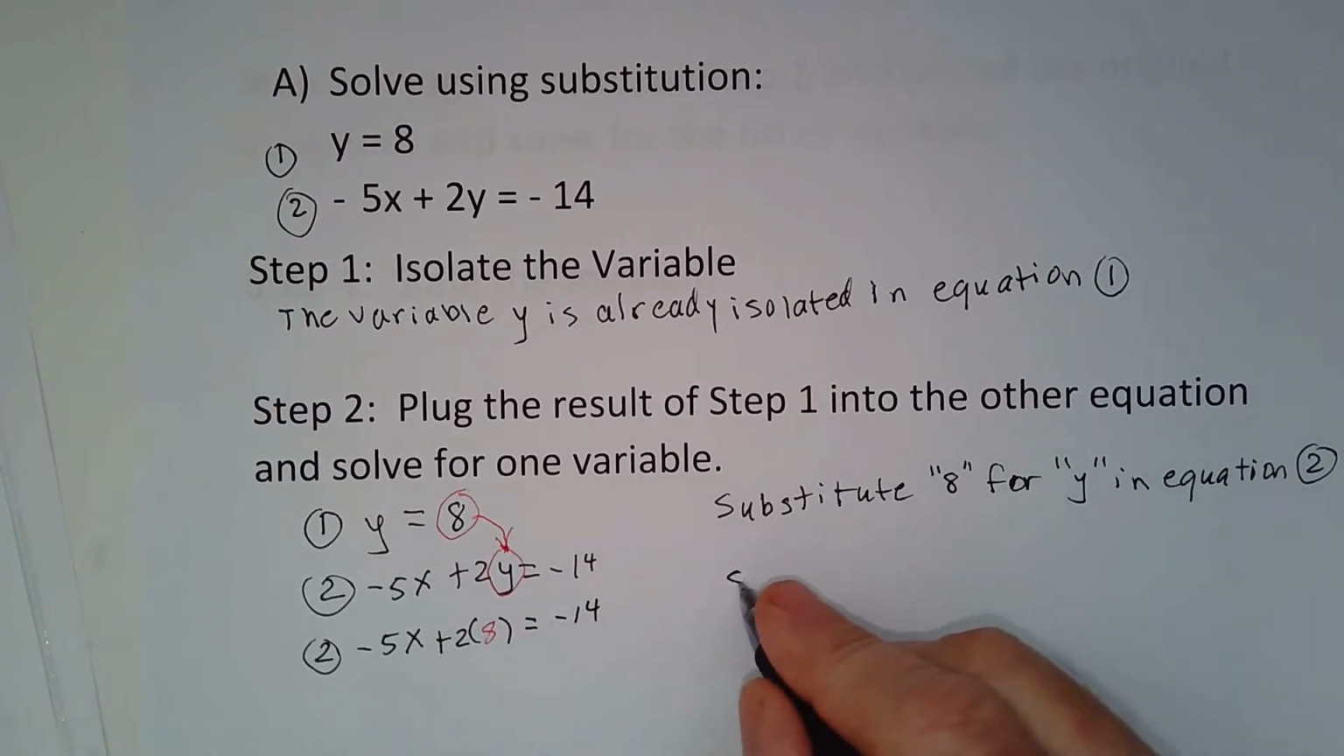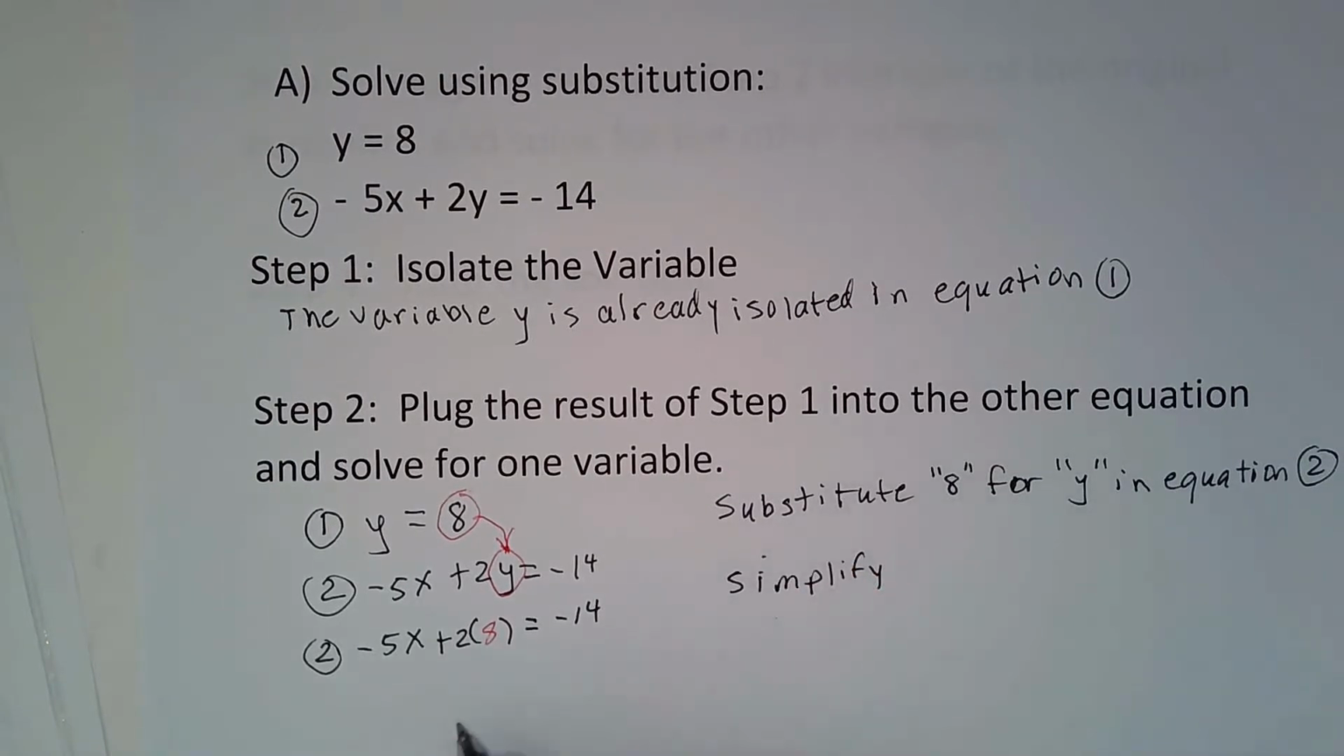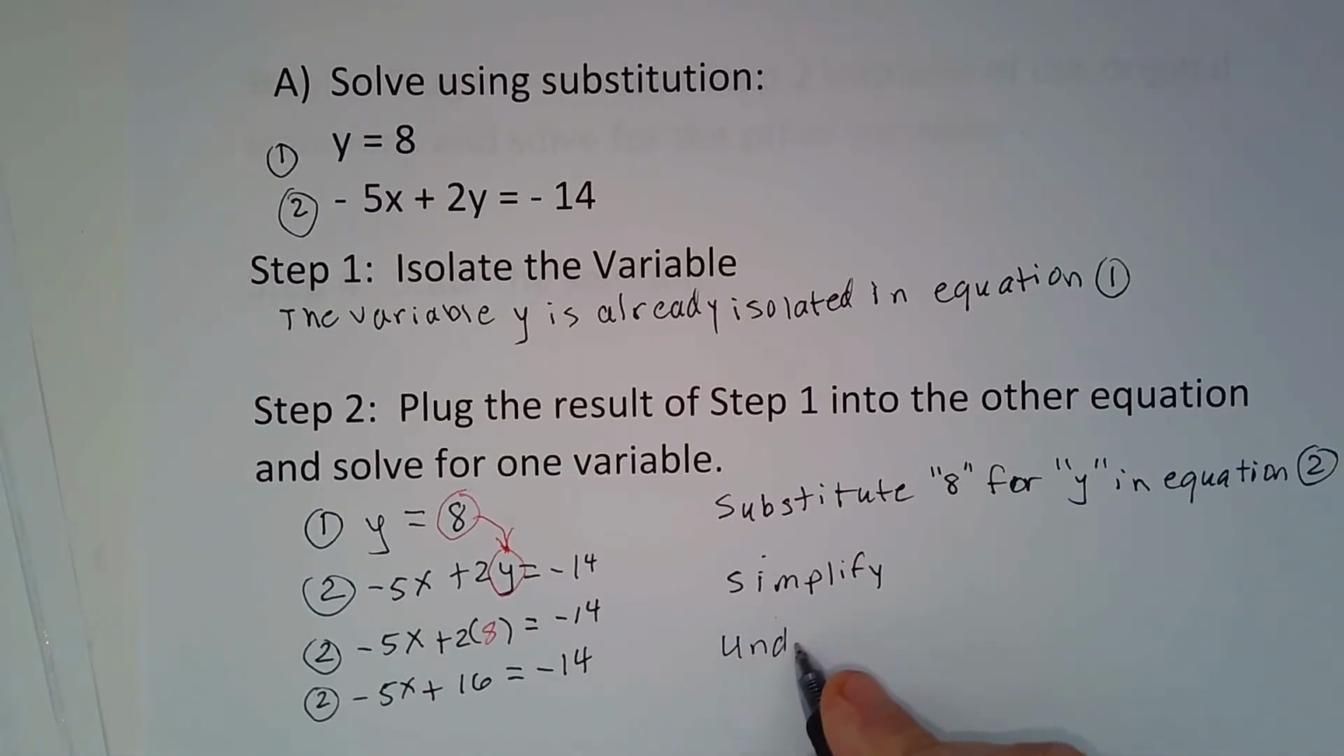So now we're going to simplify. And that means we are going to multiply the 2 times the 8, so we get equation 2 equals negative 5x plus 2 times 8 is 16, and that equals negative 14. All right? So then our next job is we're going to undo. We want to get x by itself, so we have to first subtract 16 from both sides.